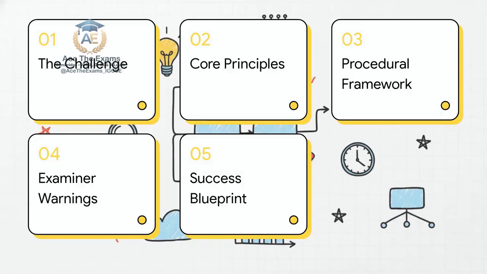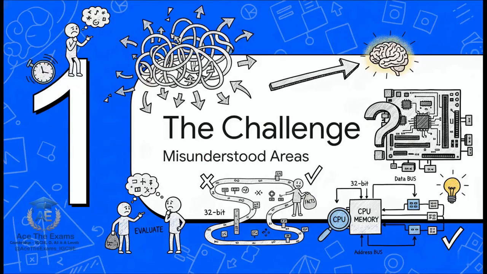So here is our roadmap for today's session. We'll kick things off with a challenge, then move into the core principles you absolutely need to know. After that, we'll break down the procedural framework, look at some crucial examiner warnings, and finally, we'll build your personal success blueprint. All right, Section 1, the challenge.